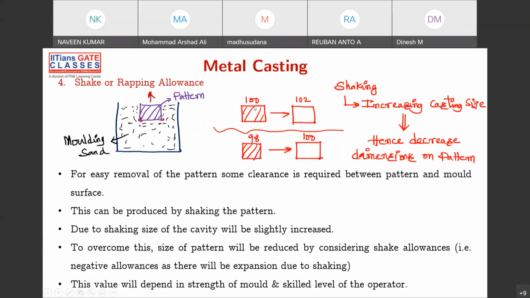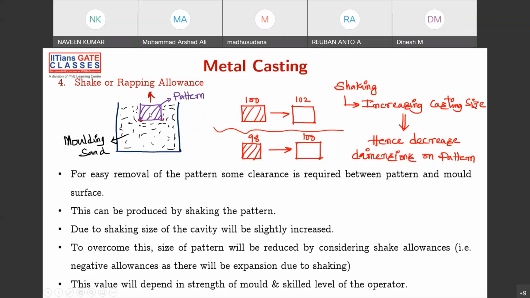If you have 100, after shaking your hole size becomes 101 or 102. Instead of that, I'll give my pattern as 98. After shaking, it will become 100. So this 100 is my design. It's good, right? So shaking increases the casting size, hence you decrease the dimension of the pattern.